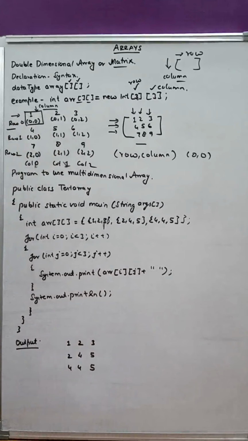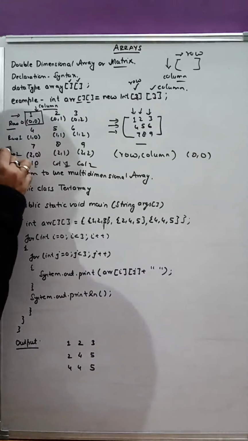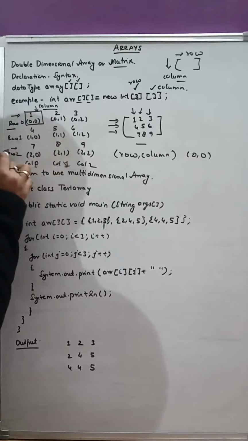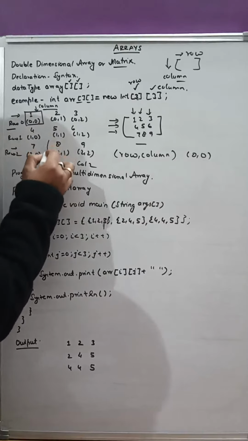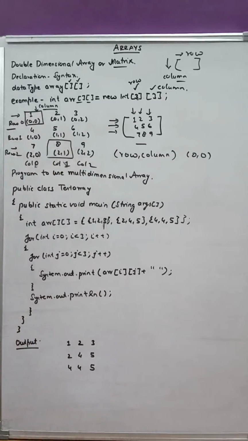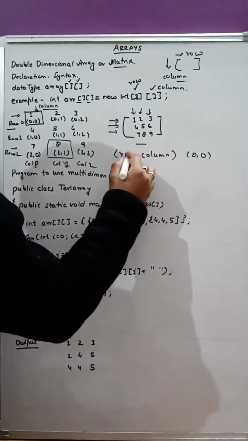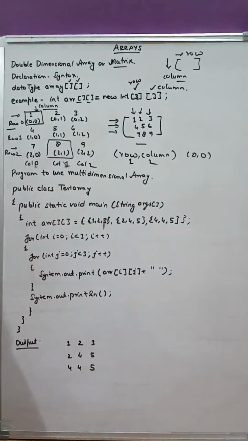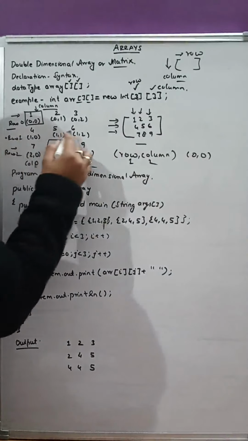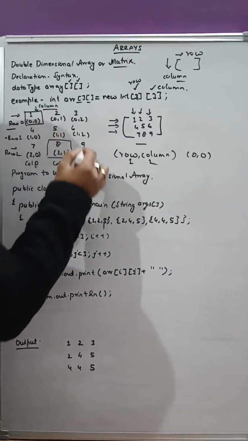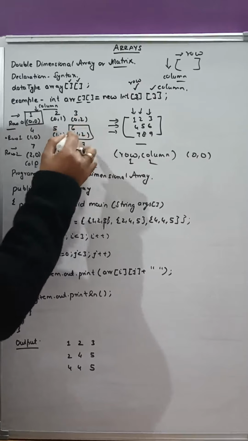Now if I ask you to tell me the value placed at second row, first column, you will just go to row number 2 and column number 1, and this is the value. What will be the value here? 8. Now suppose I ask you to find the value at index 1 comma 2. That means row number 1 and column number 2. So this will be the value here.